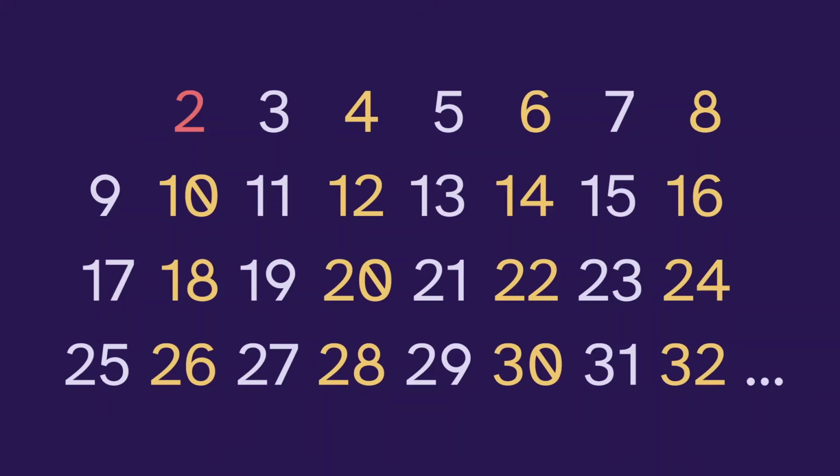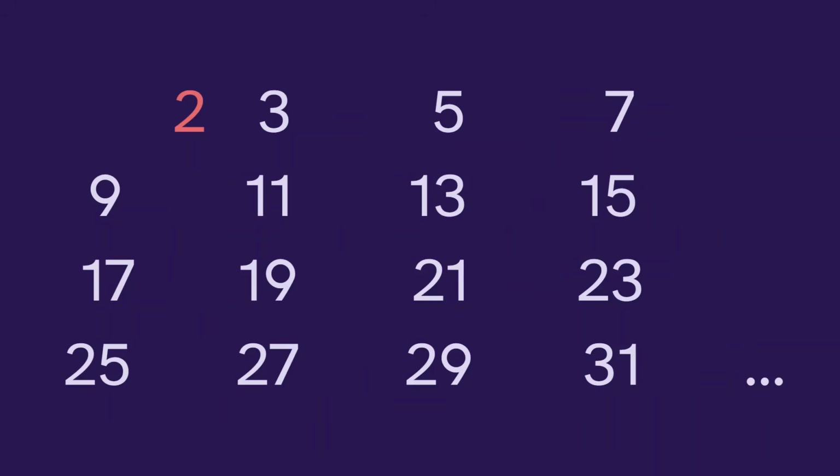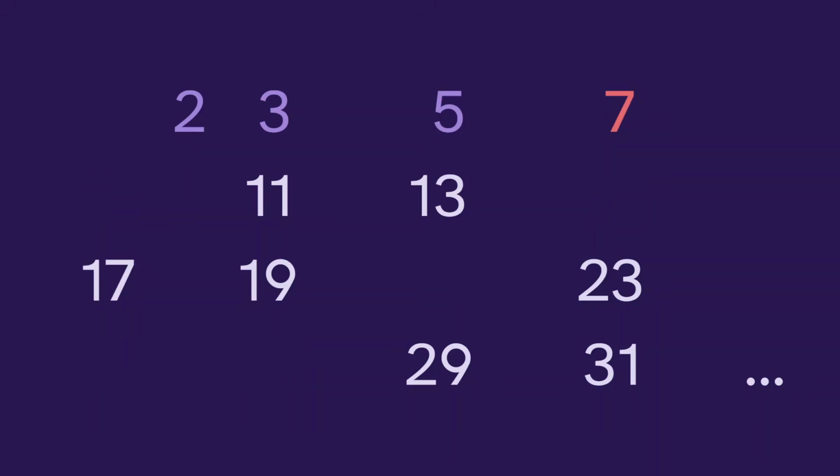And then we remove all of its multiples because they can't be prime. The smallest remaining number, 3, is now a prime, and we remove all of its multiples. And then we do the same thing with 5, and then 7, but we don't have any multiples of 7 here, which means everything left is prime.